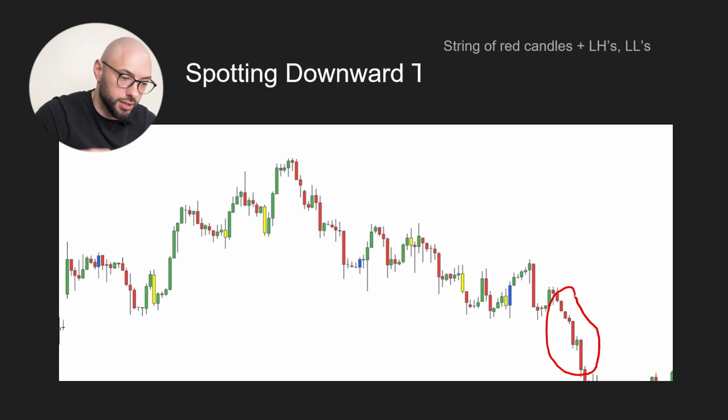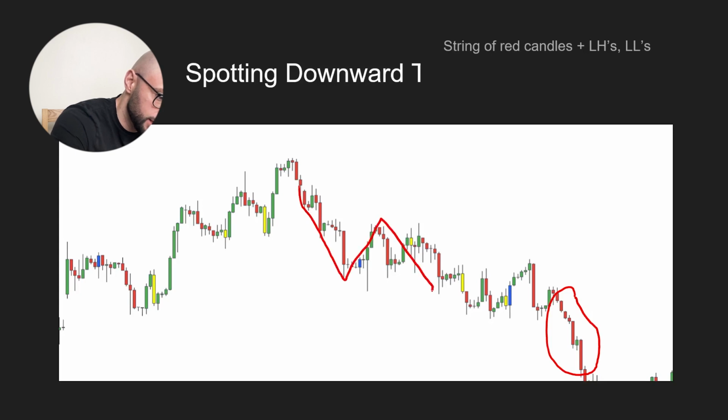So that's indicating downward pressure. Now what you can also do is combine that with structure. In a downtrend, price makes lower highs and lower lows. So you can see here price is making a lower low, lower high, lower low, lower high, lower low, lower high, and then makes another lower low.